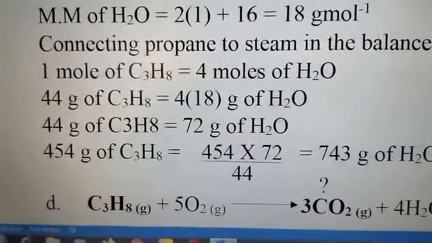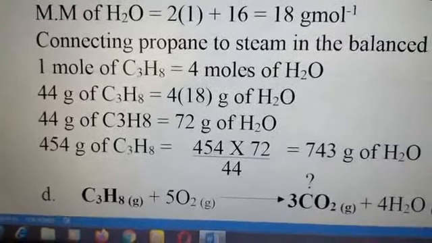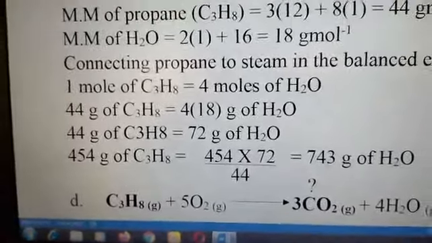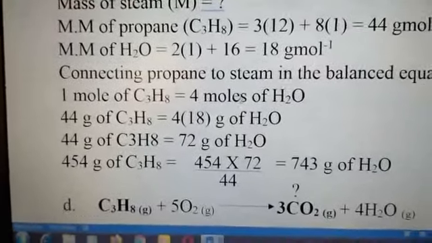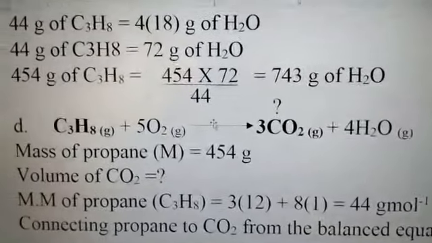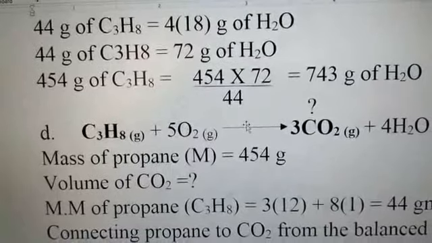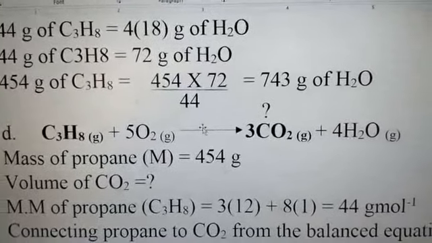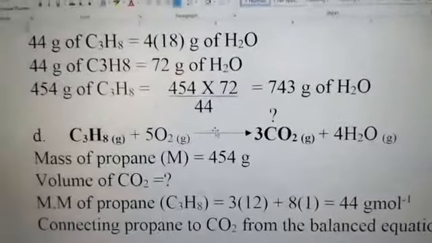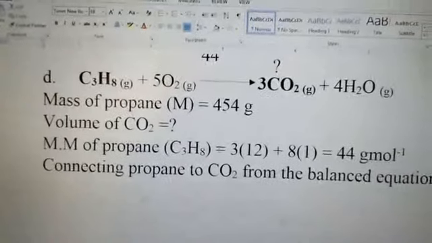Then therefore 454 grams of propane, which is the mass of propane burnt, will give us 454 times 72 all over 44 by proportion, and that will give us 743 grams of steam. We go to question D.